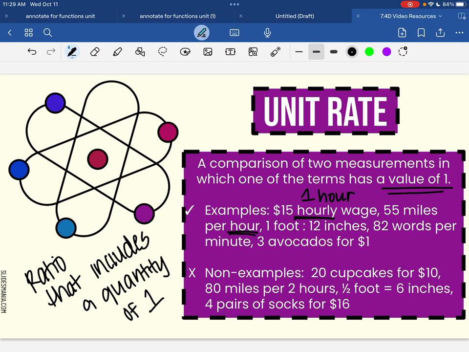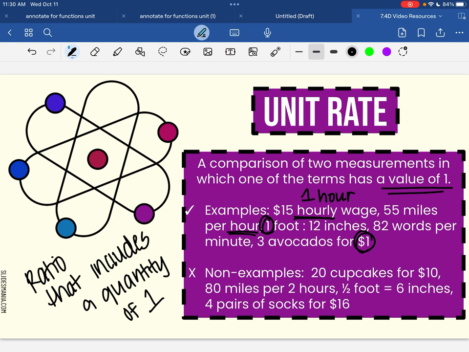I have the ratio that 1 foot is to 12 inches. So I have my 1 foot right there. 82 words per minute, again, per 1 minute. And then 3 avocados for $1. Since 1 is there, that is a unit cost.